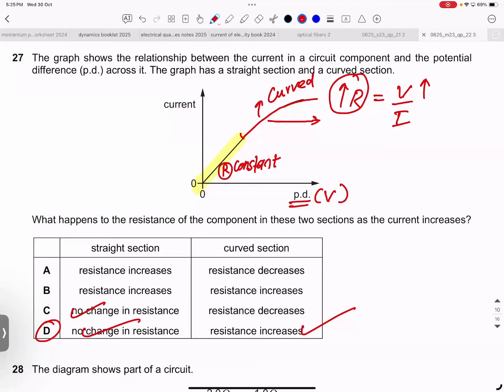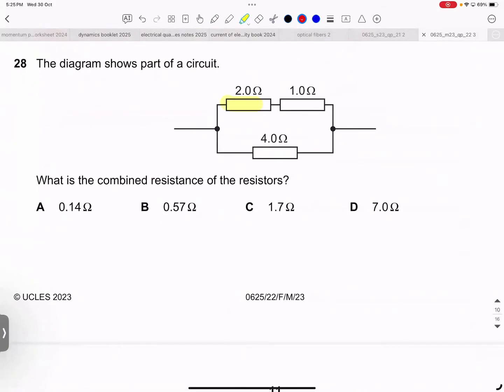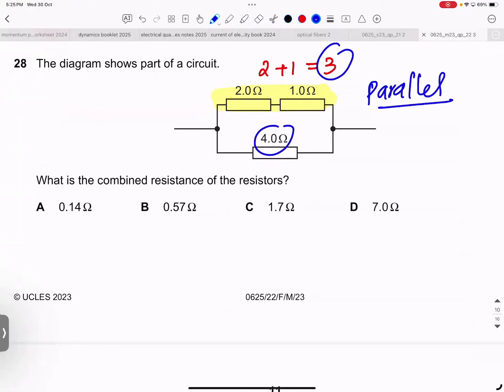Question number 28. What is the combined resistance? Very easy. First do the series. In series, you just add the two resistors to get 3. Now this 3 and 4 are in parallel. In parallel, we do product over sum. The product is 12 over sum 7. 12 divided by 7 is 1.7.